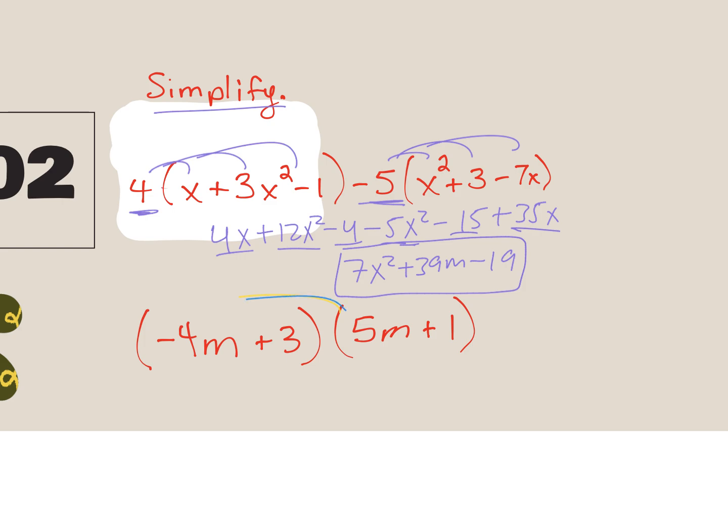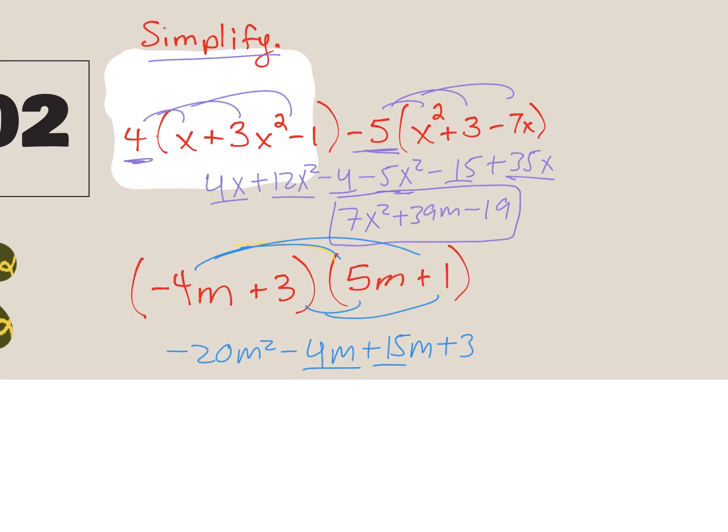First times the first. So -4m times 5m is going to get you -20m squared. Outer times the outer, -4m times 1 is -4m. 3 times 5m is going to get you 15m. And last times last is 3 times 1, so 3. And then you just combine like terms. So I get -20m squared plus 11m plus 3.